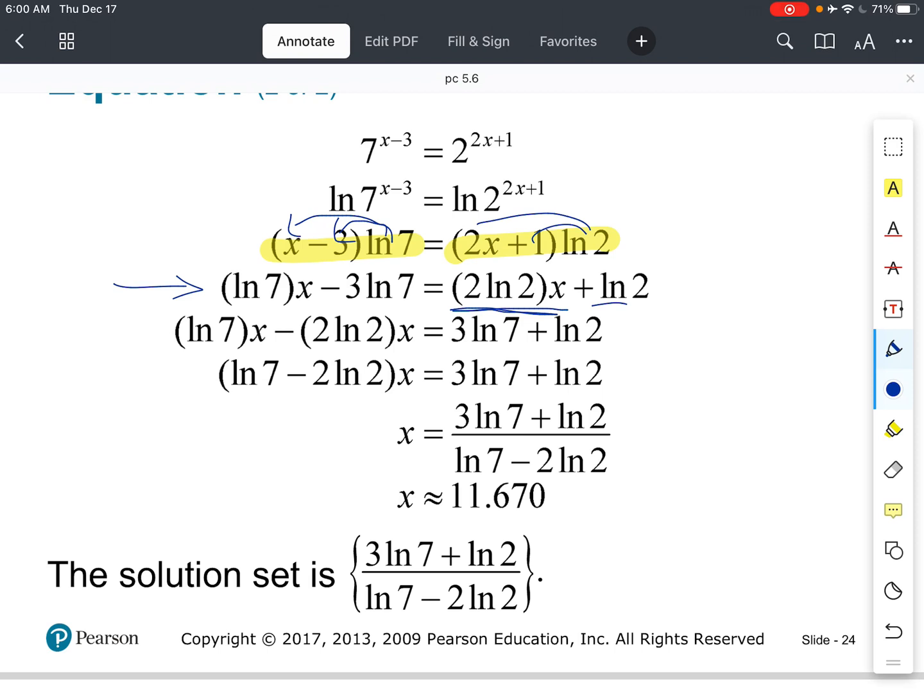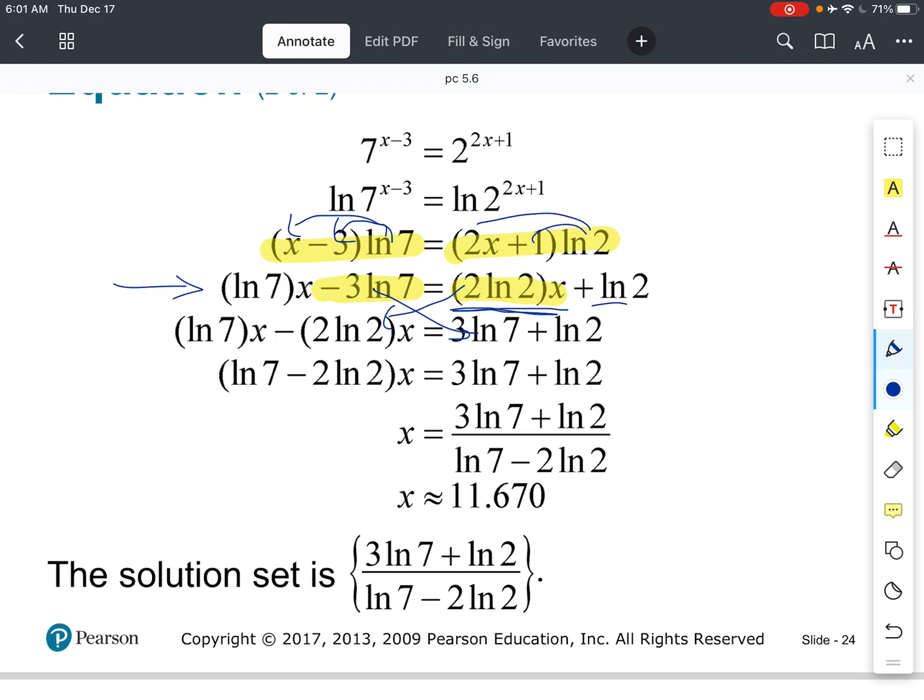But that's all right. So now what we need to do is get all of our x terms to one side and all of our non-x terms to the other side. So what they did was they took this term and moved it to the other side, and then they took this one, which has no x, and moved it to this side. Get all of your x terms to one side of your equation, so we can isolate that variable and solve for it.